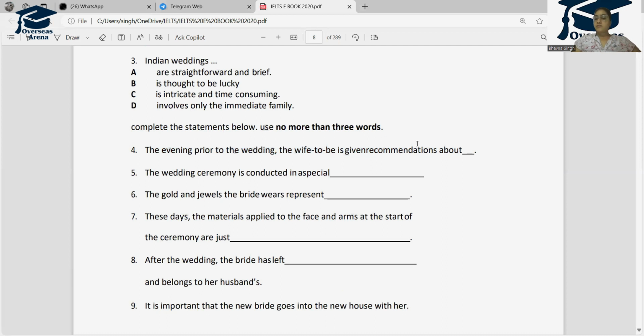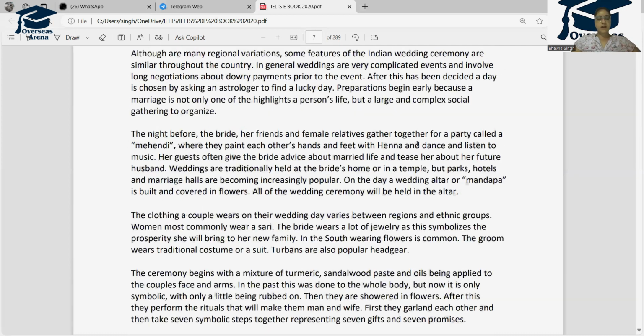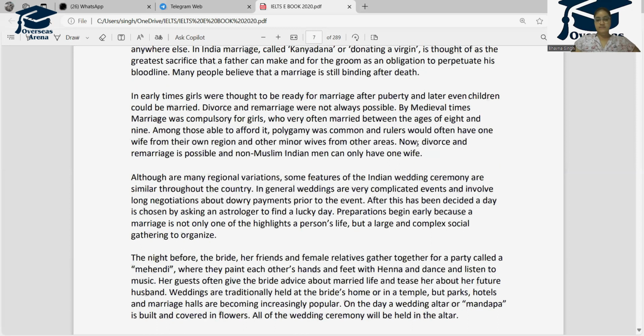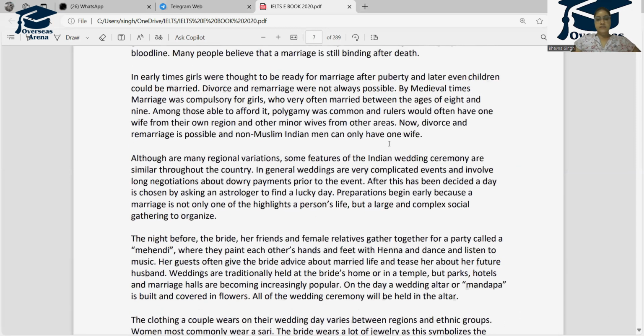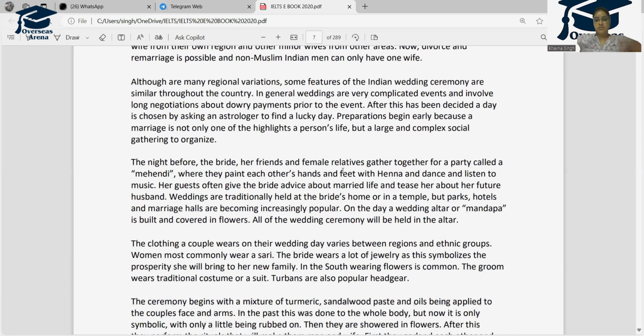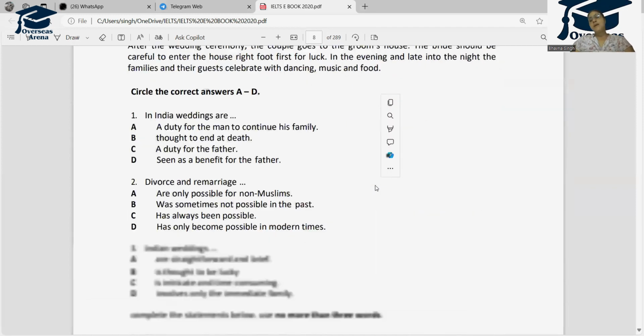Let's see where they're talking about the recommendations in the passage. Let's come up. Can you see this option? The night before the wedding, the bride's friends and female relatives gather together for a party called Mehendi, when they paint each other's hands and feet with henna and dance and listen to music. Her guests often give the bride advice about married life. So they are giving recommendations, advice, to the would-be wife about her married life. You can see: married life. So exactly 2 words you will transfer here, married life.